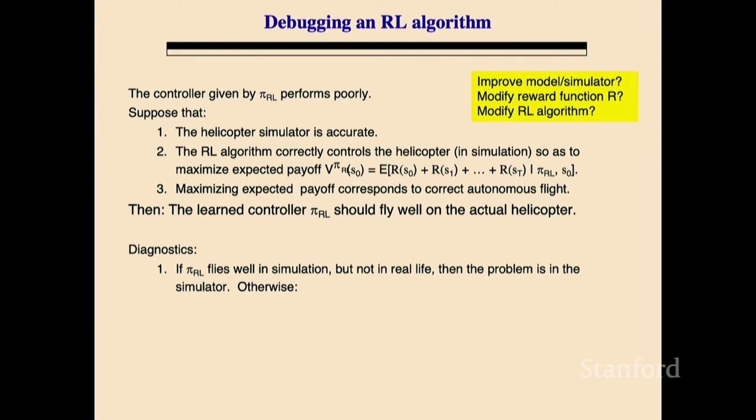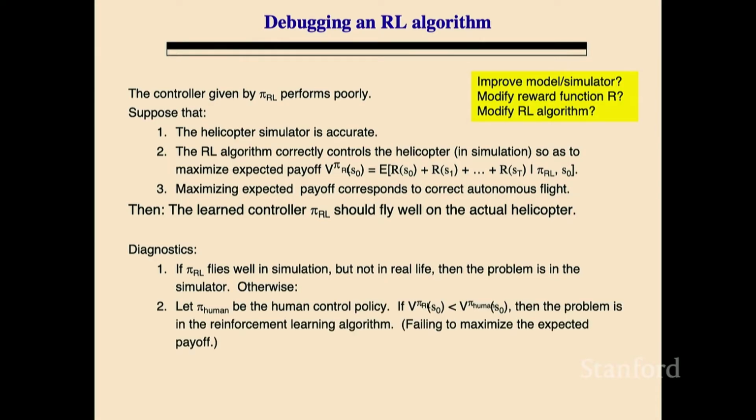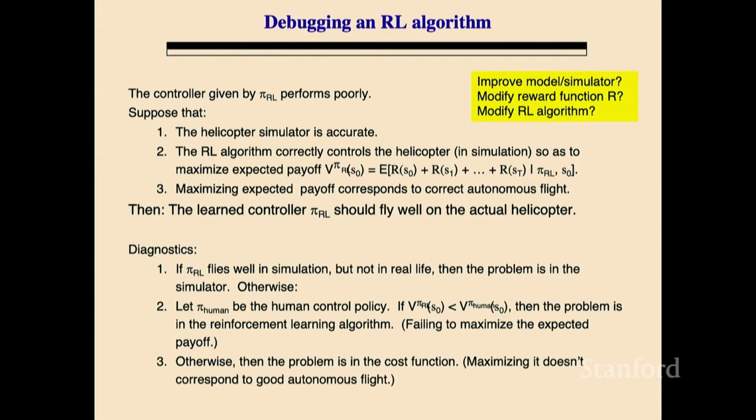But if you find that the problem is not your simulator, if you find that your policy is flying poorly in simulation and flying poorly in real life, then this is the diagnostic I would use. So I'll show these two lines. Let's let human be the human control policy. So hire a human pilot, right? Which we did. We're fortunate to have one of America's top aerobatic helicopter pilots working with us, and he, using his control sticks and his radio control, can make a helicopter fly upside down, tumble, do flips, loops, rolls. So we had a very good human pilot help us fly the helicopter manually.